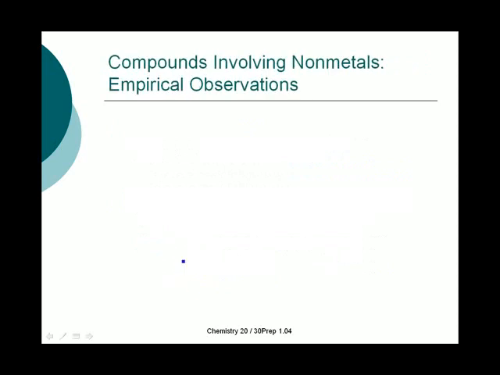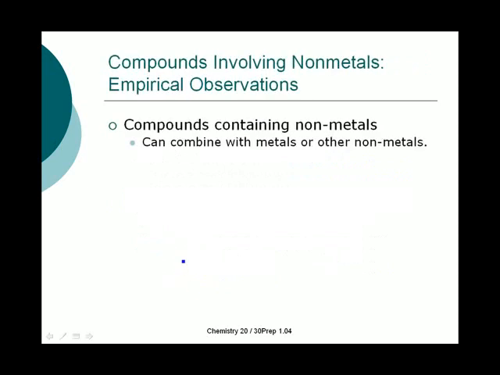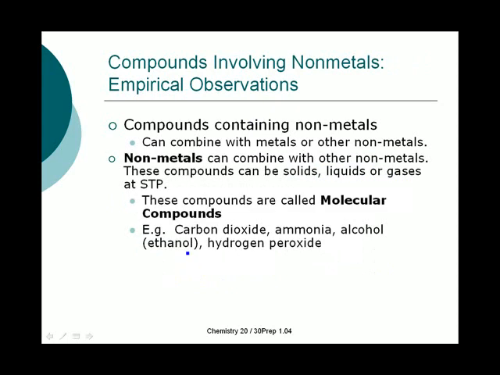When we look at compounds that involve nonmetals, and only nonmetals, it turns out that compounds containing only nonmetals can be solids, liquids, or gases at STP. These compounds are called molecular compounds, and some examples are carbon dioxide, ammonia, alcohol, and hydrogen peroxide.